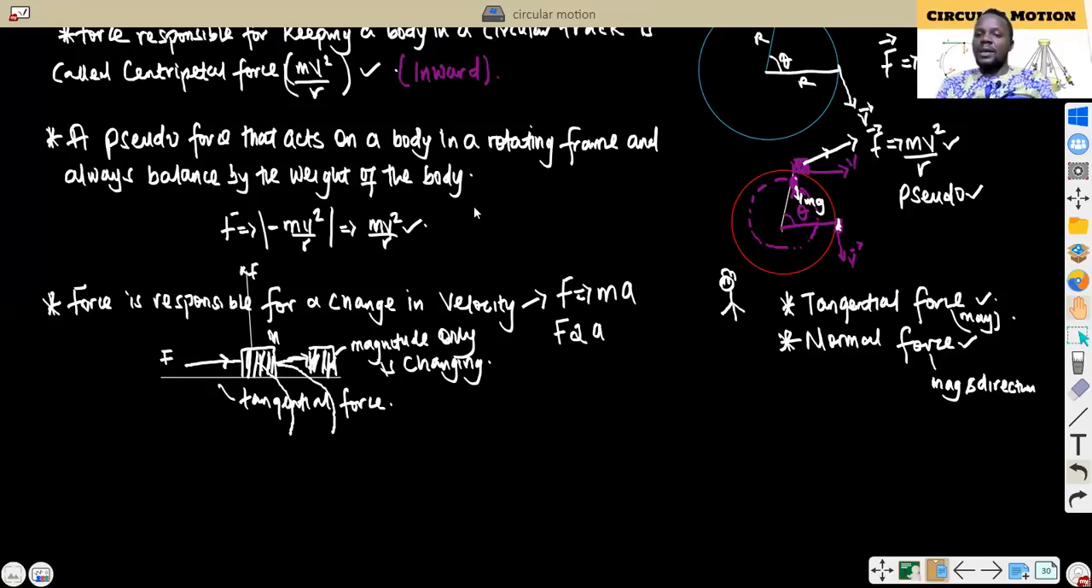Because force is responsible for acceleration, the higher the force, the higher the acceleration, as discussed. We can now conclude that acceleration is also going to be in these two forms: tangential acceleration and normal acceleration.